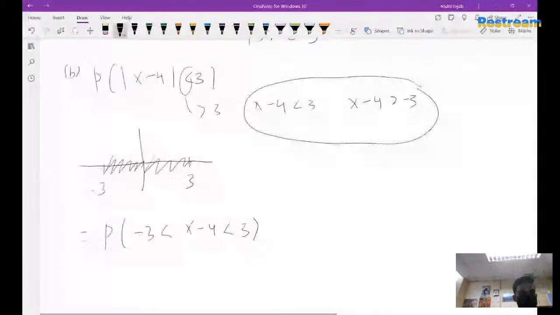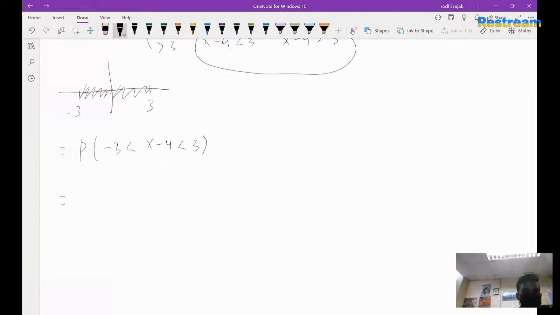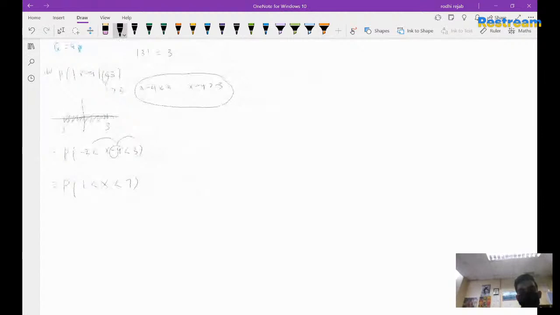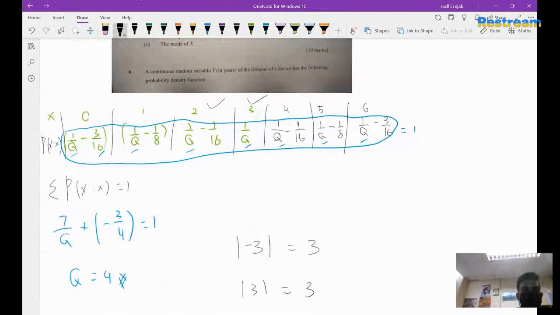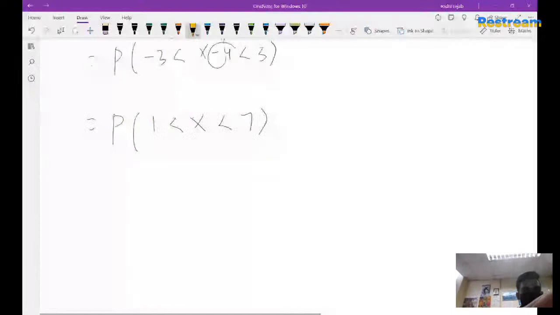So anyway, now we got this. Now we bring it to both sides, plus 4. So it'll become 1 is less than X, less than 7. Now you have to look back at the table. We're trying to find the probability of X being greater than 1 but still less than 7. So that means we want 2, 3, 4, 5, 6. Instead of calculating all this, you can just do 1 minus all this. You'll still get the same probability, and that's what I'm going to do.